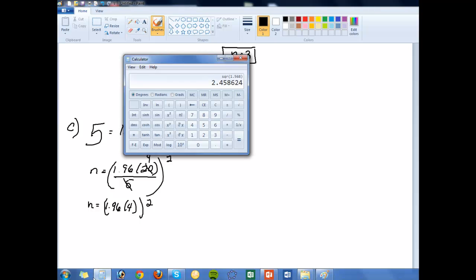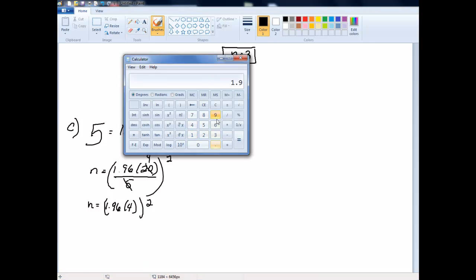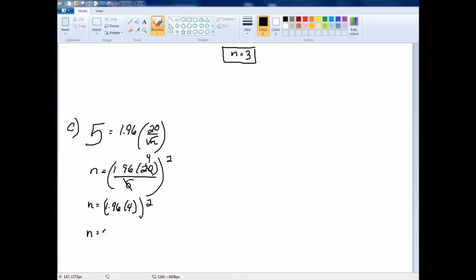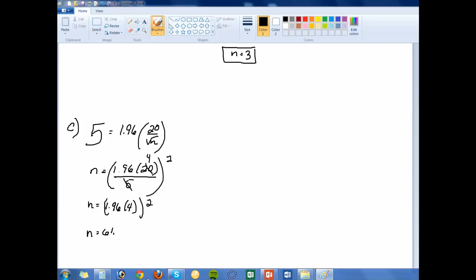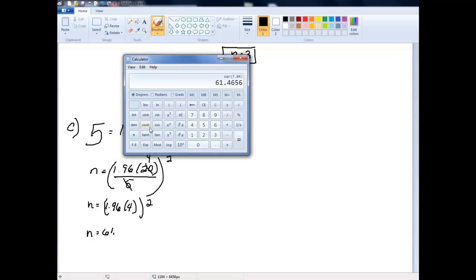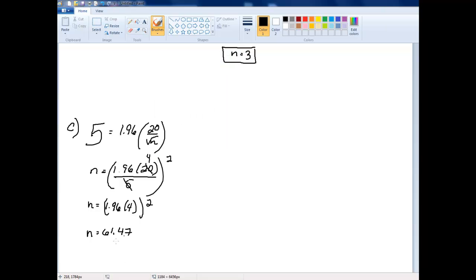So plugging that into my calculator, 1.96 times 4 equals, squared. So you need an n of 47.47, or 48, because again, you can't sample 0.47 people. So this should illustrate a good point that the more you sample, the closer you're going to get to a smaller and smaller margin of error.